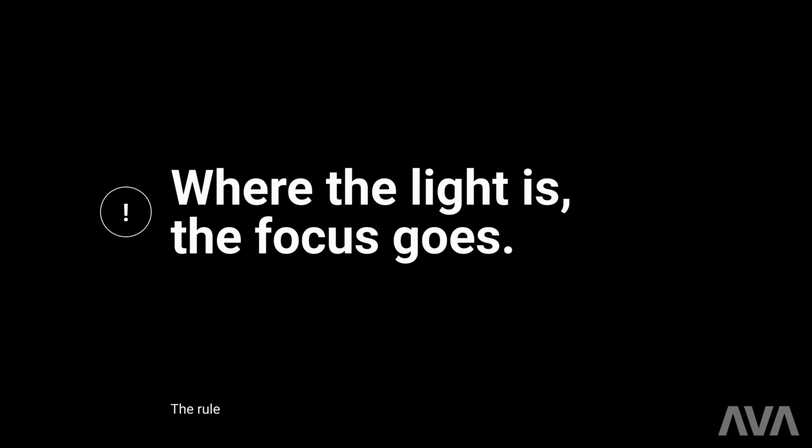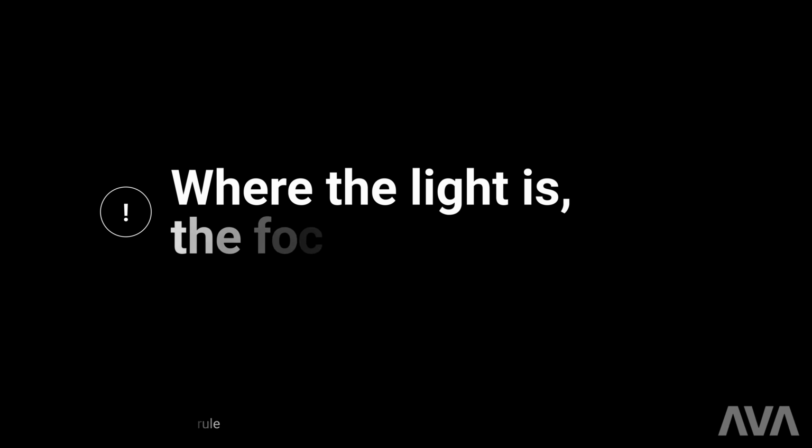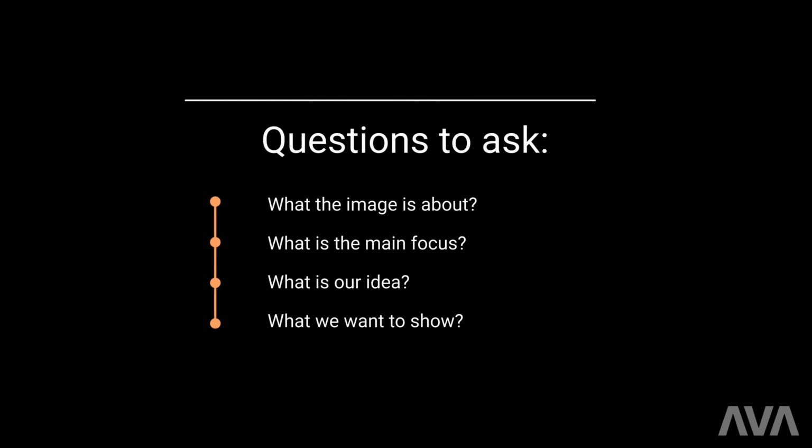Even though we use the same frame, camera, arrangement in the image, if we change the lighting, it may create a totally different composition. This is why before choosing the lighting, we should ask ourselves what the image is about, what is the main focus, what is our idea, and what we want to show. Is it about the architecture or maybe more about the context, perhaps colors or target audience? Depending on the purpose, we can present the space in many different ways. And one of them is choosing the type of lighting.